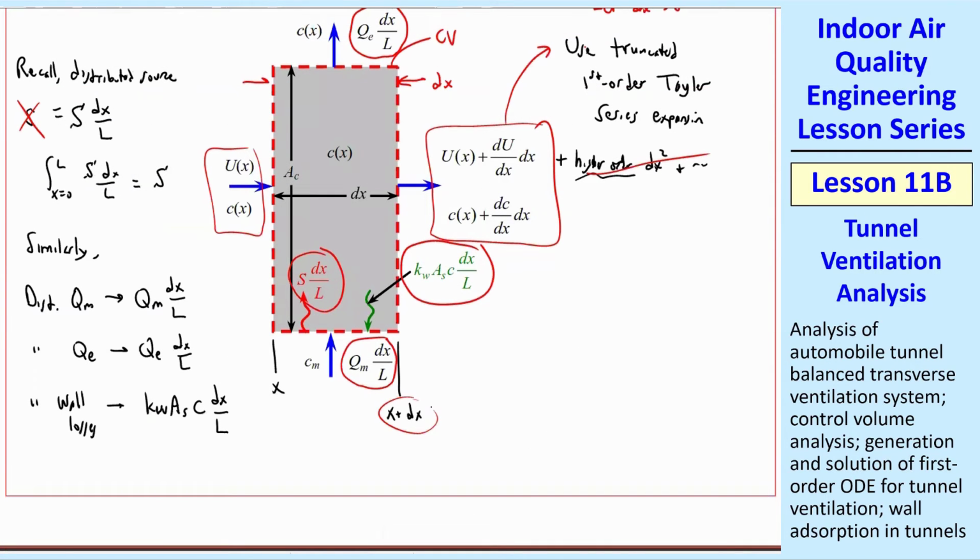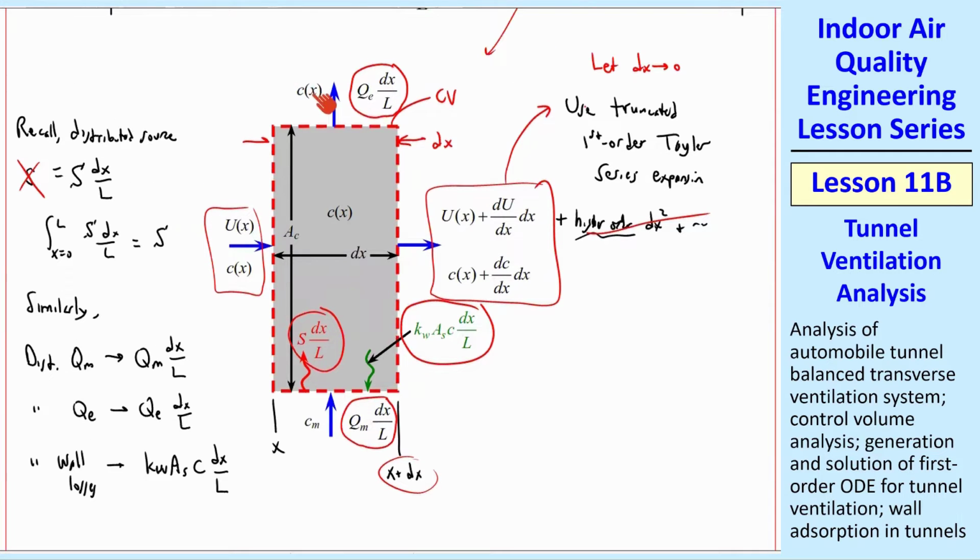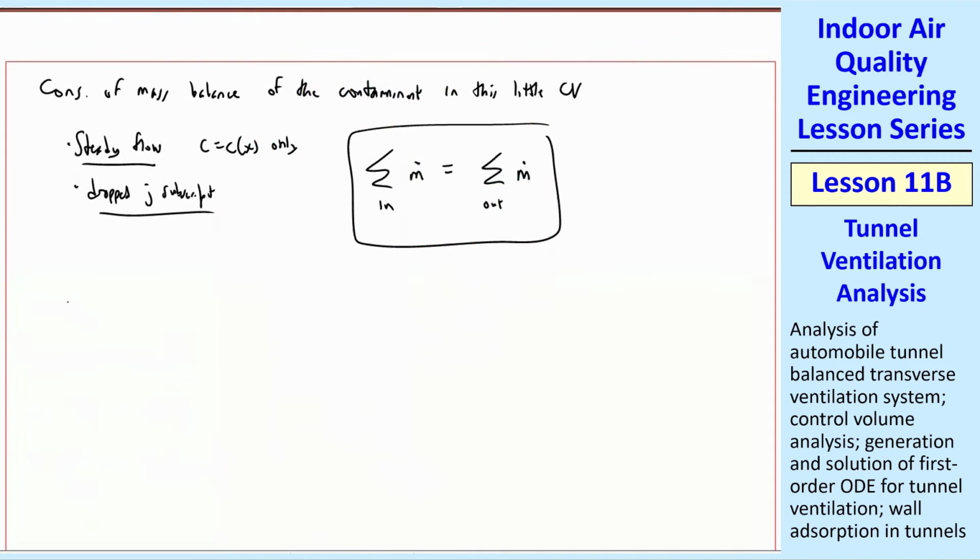What do we have coming in? We have the source coming in. We have QM coming in with some CM, which is the makeup air mass concentration. Coming out, we have wall losses. We have QE with its concentration, which is C, just like we did with the room. This C is constant anywhere in this control volume vertically. It changes a little bit through the control volume, but what's coming out is C of X. And then, of course, there's some flow coming out that side.